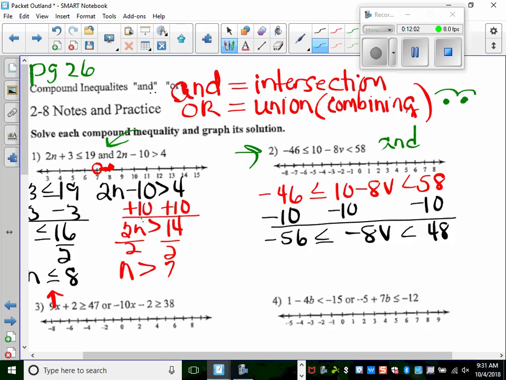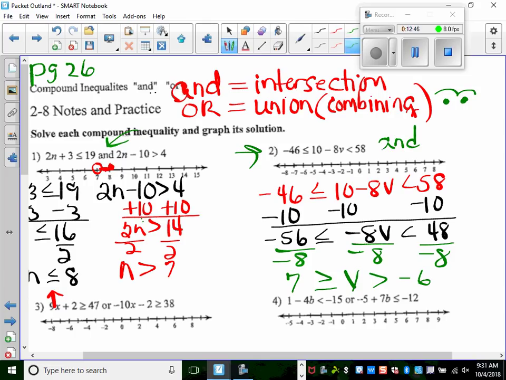And when you divide by a negative, what do you got to do? All right, so we're going to divide by negative 8, and then we're going to reverse the symbol. So negative 56 divided by negative 8 gives me a positive what? 7 is greater than or equal to v, which is greater than negative what? 6. All right, now, this is not in set builder notation. Why? Can anybody tell me why this is not in set builder? Yes. What's not first? Something's not first.